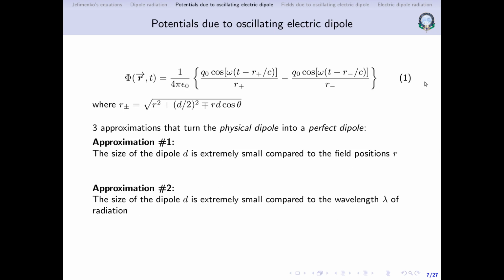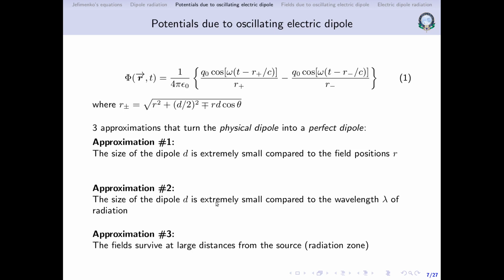Okay, so we have some electromagnetic radiation that will have a wavelength lambda. The size of the dipole is very small compared to the wavelength as well. And the third approximation is, of course, we are talking about the radiation zone. That means the fields that survive at large distances from the source, that is, r is extremely large.